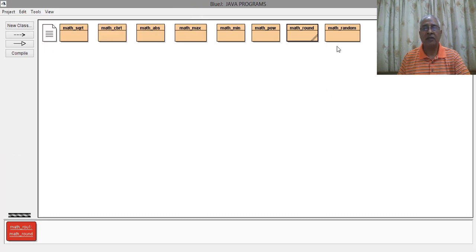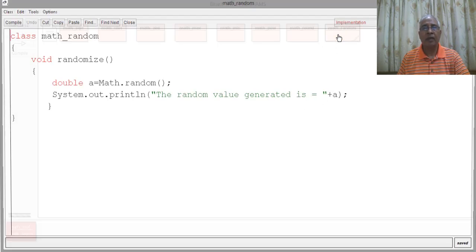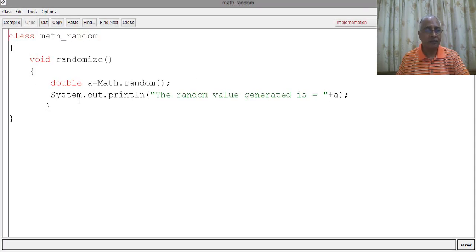Now we take the last function, Math.random. This is again where we randomize. Now see here, double Math.random. Math is the name of the class. Randomize is the name of the function. Double A is equal to Math.random. Simple, we say, because random numbers are generated in double form, double data type. So therefore we have double A is equal to Math.random. So the computer will generate itself some number which will be of double type, and we print that number.